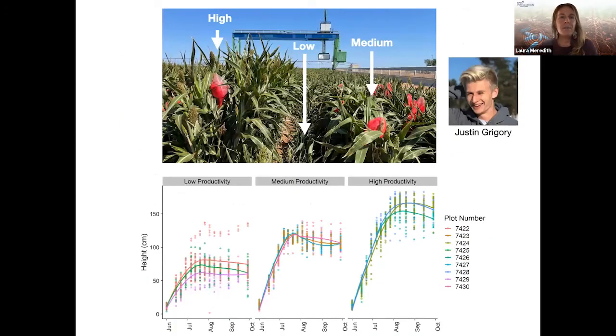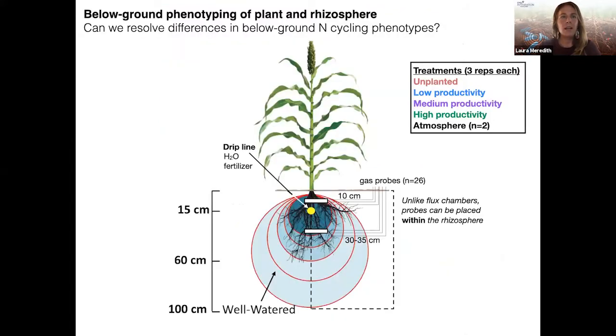So we looked at 3 different heights of plants, or 3 different lines, and this is showing the differences in the productivity between these replicated plots where we were studying. And what we did is we installed the soil gas probes directly beneath where the plants would grow at 10 centimeters and also at 30 to 35 centimeters in these different plant treatments.